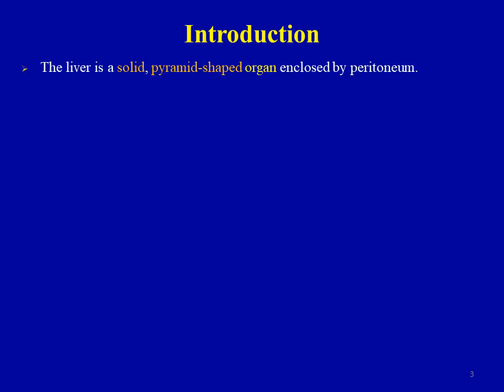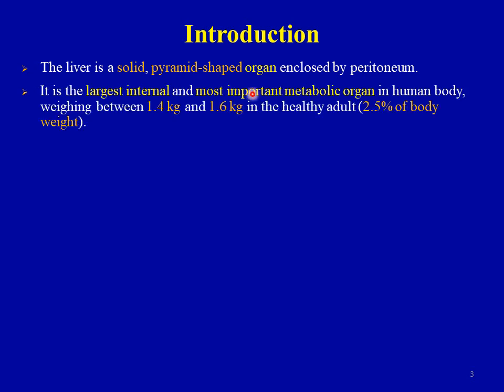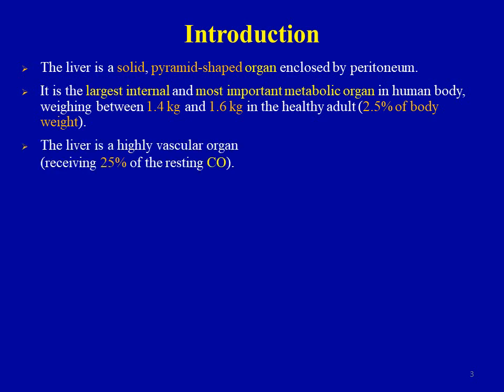As you know, the liver is a solid pyramid-shaped organ enclosed by peritoneum. It is the largest internal and most important metabolic organ in the human body, weighing about 1.4 kg to 1.6 kg in a healthy adult. It represents about 2.5% of the total body weight. The liver is a highly vascular organ. It receives about 25%, or 1/4, of the resting cardiac output.